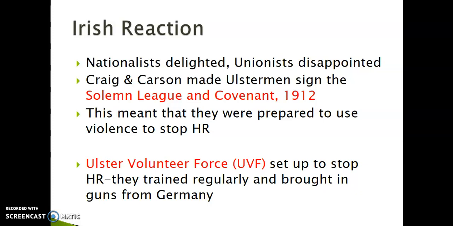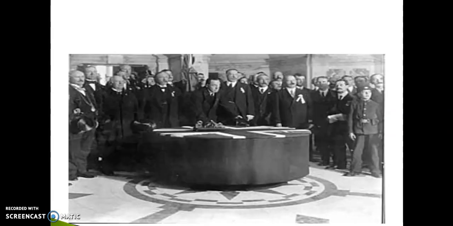So Craig and Carson made Ulstermen sign the Solemn League and Covenant in 1912. They promised to use every means possible, including violence, to prevent Home Rule being imposed on them. And there you see them signing it in Ulster in 1912 on the Union Jack, and some people felt so strongly they signed this in their own blood.